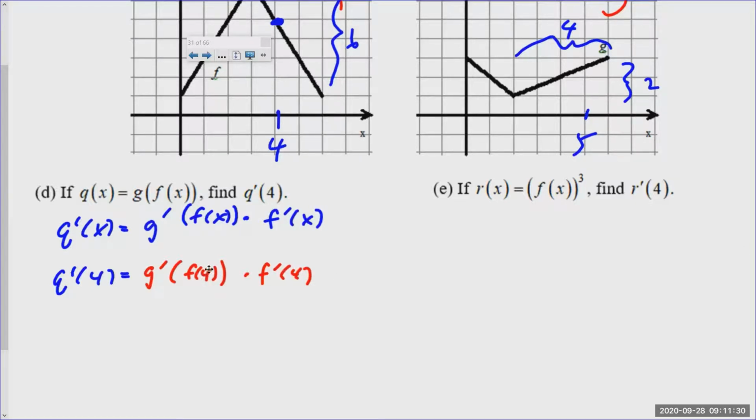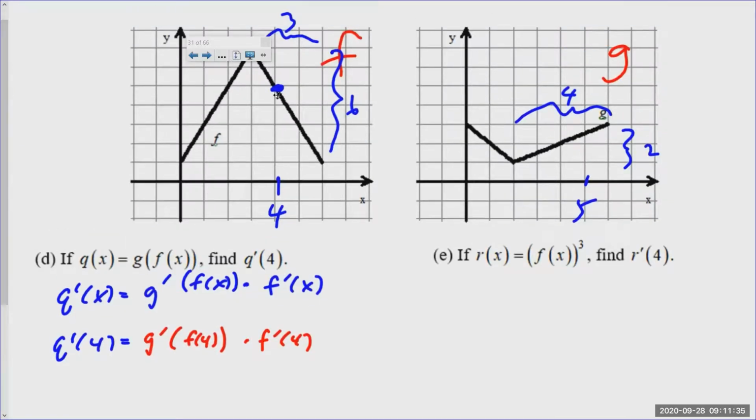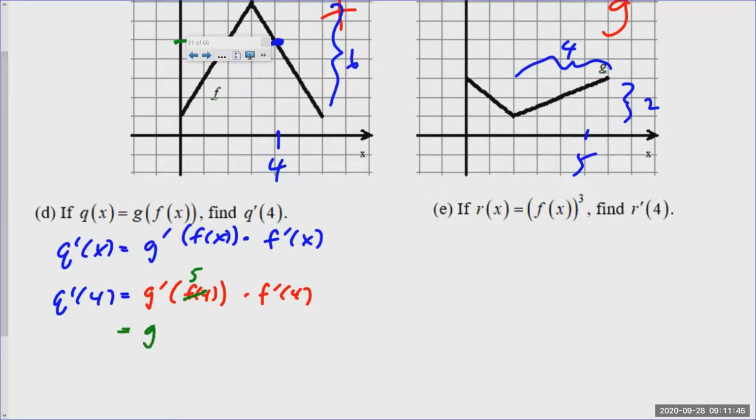How do I find F at 4? Go to your F graph, look at 4, and you read your F value. So it's 1, 2, 3, 4, 5. I'm saying F of 4 is 5. So what I'm really doing is I'm getting G prime at 5 times F prime at 4. It's not G prime times 5.